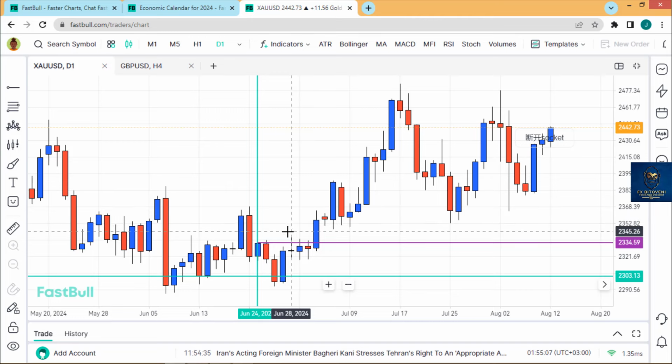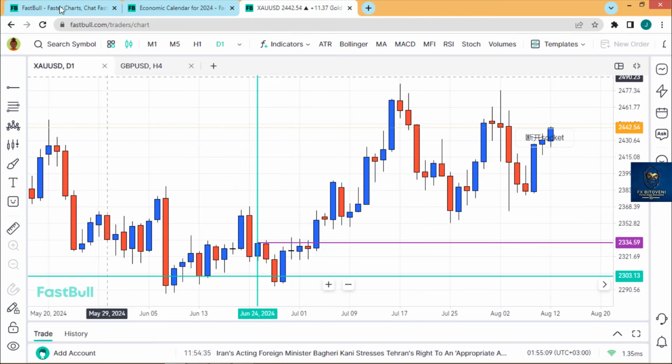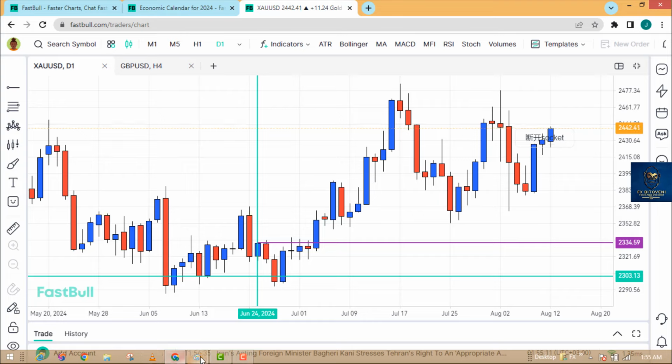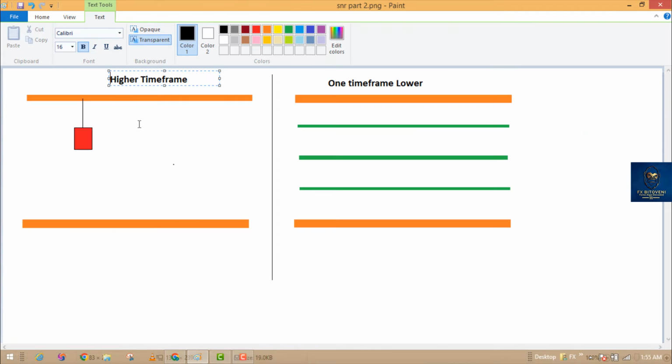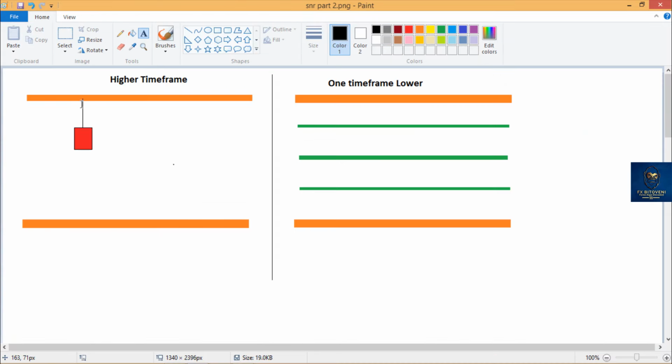So weekly is bullish. Now, so you have rejection here. This is a rejection. Assume that this is a weekly resistance here. So the weekly candle rejected weekly resistance. So in order to confirm direction, you will put a vertical line in this candle. You put a vertical line in this candle.